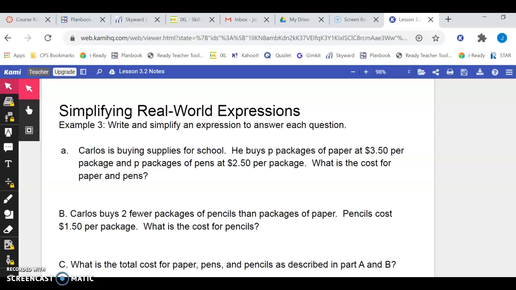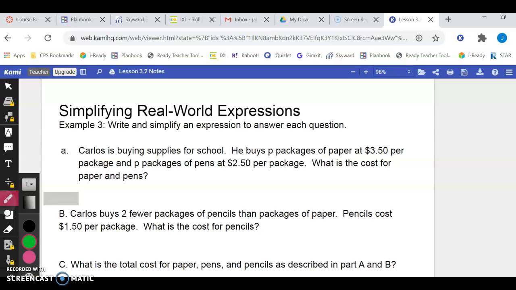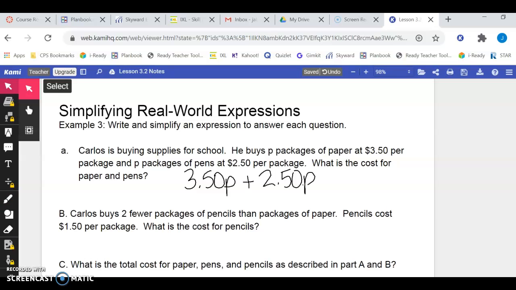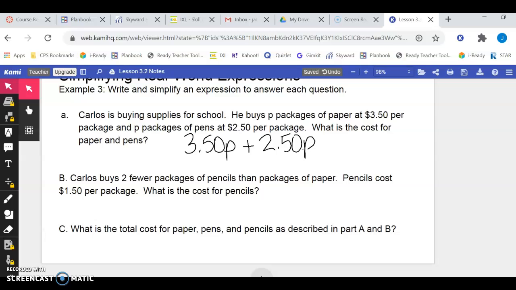So he's buying P packages of paper, so that would cost $3.50 per package. Plus, he's also buying pens, and he's buying P packages of those as well. So he's buying $2.50 times the number of packages. So that is the cost for his paper and pens, because we don't know how many packages he bought of each.